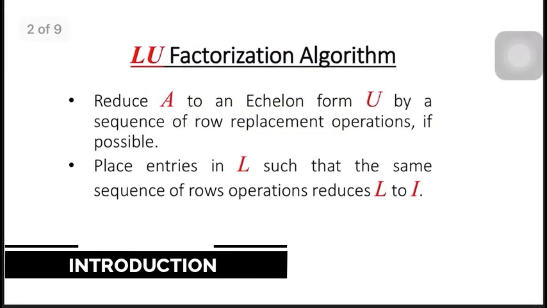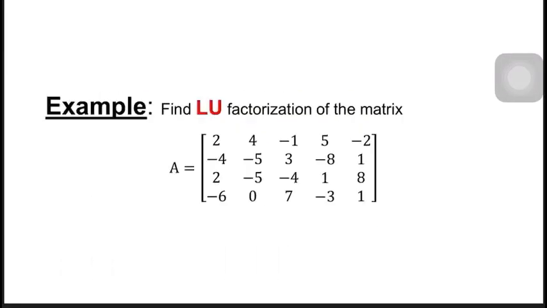For solving LU factorization, there are two basic concepts we have to remember. The first one is to reduce A to an echelon form U by a sequence of row replacement operations, if possible. We have to reduce A by using row replacement operations into echelon form. The second one is to place entries in L such that the same sequence of row operations reduces L into I. I will be the identity matrix of A. In this we have to put the entries from the table A, the matrix, into L.